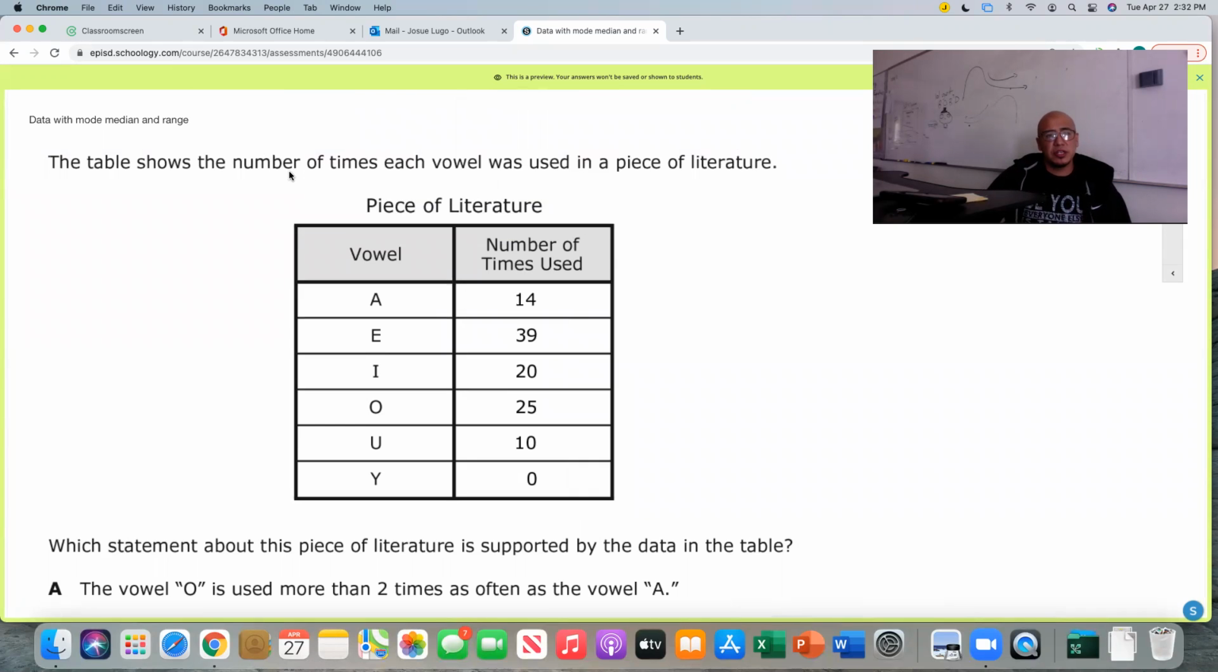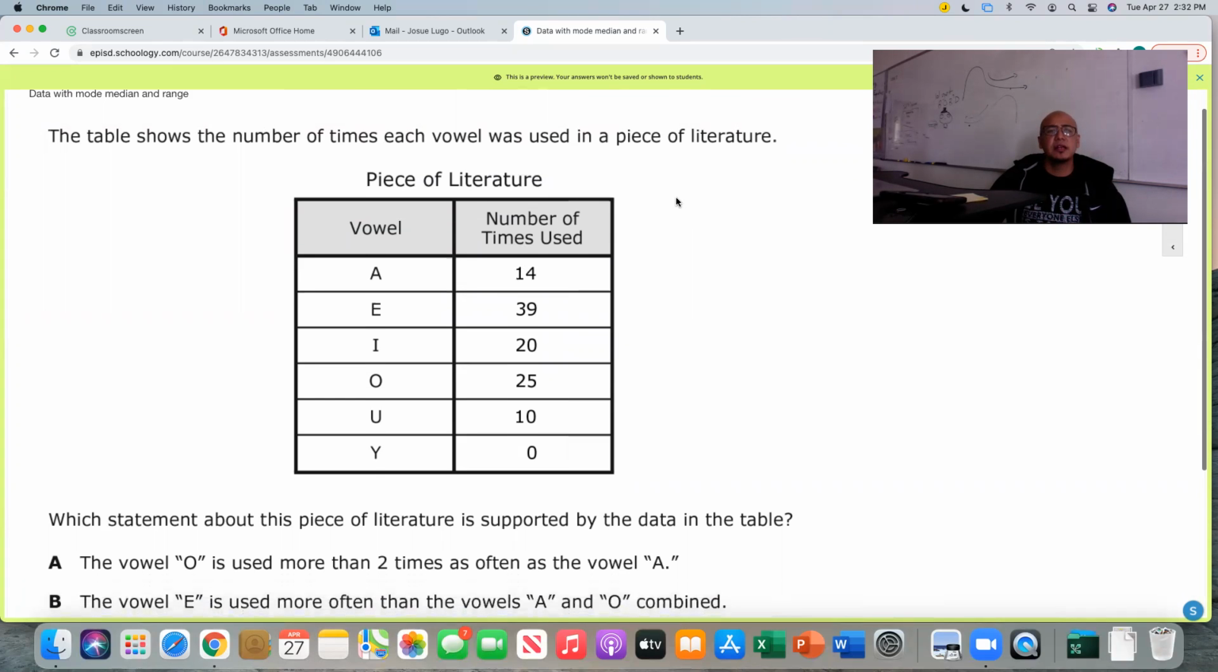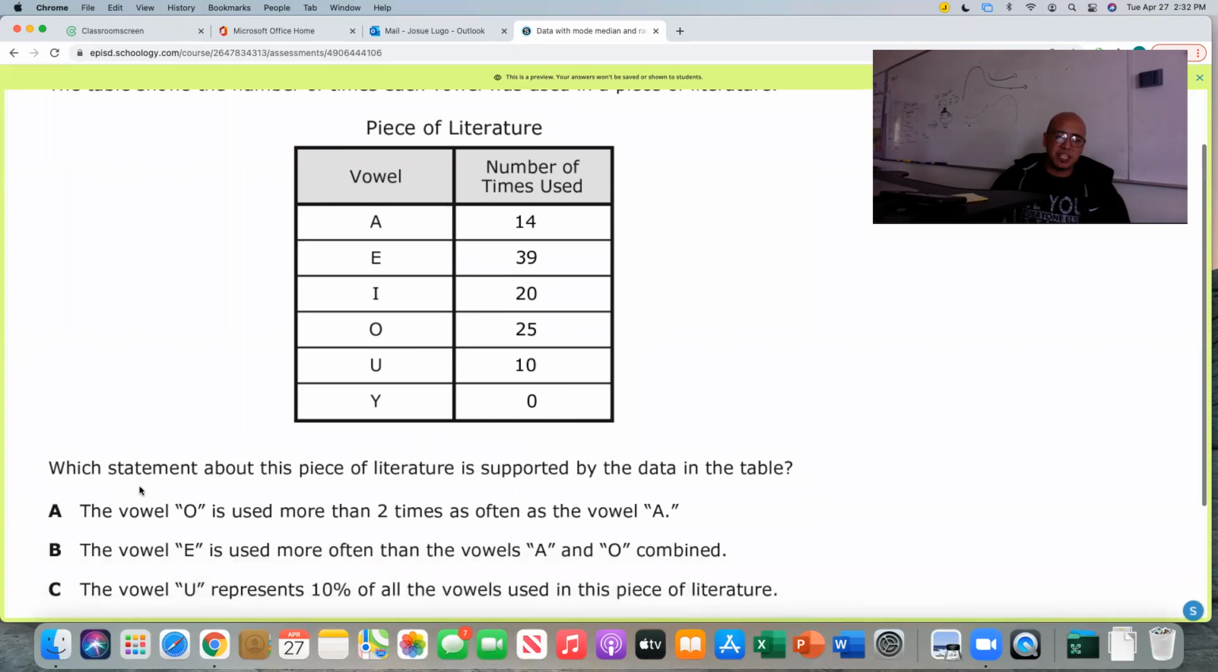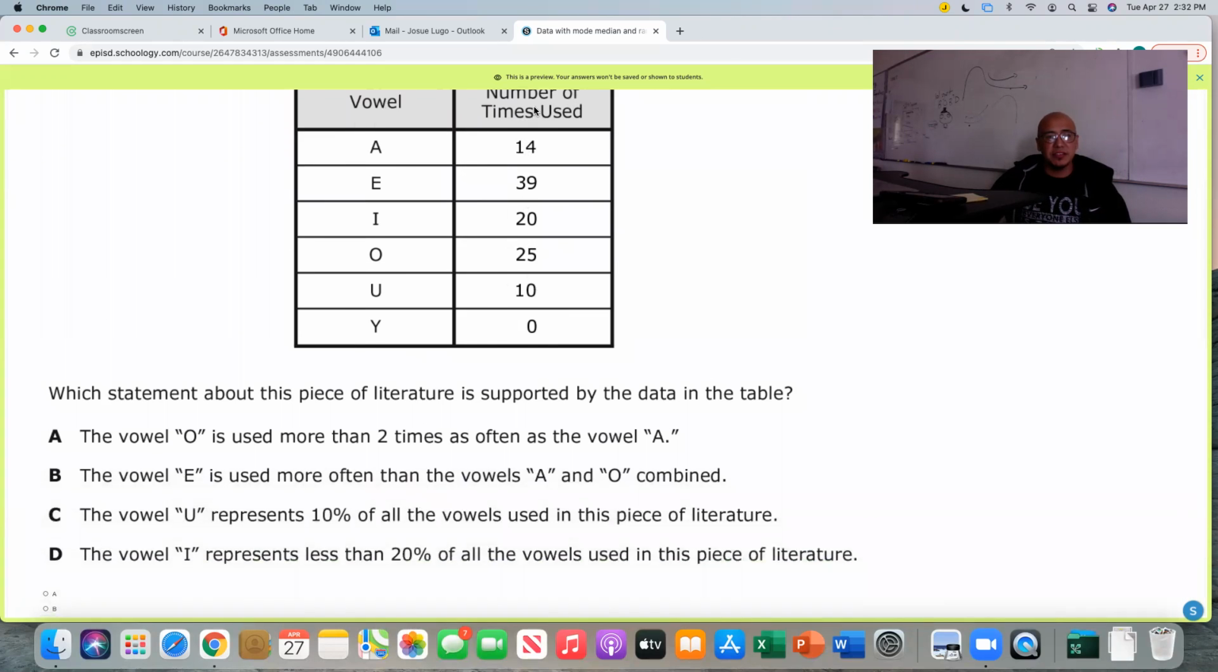Again, the table shows the number of times a vowel was used in a piece of literature. So here's the vowel, here's the number of times that each of those was used. And we want to know which of these statements is supported by this table. Well, for example, it says the vowel O, so we're talking about the vowel O, this one right here.